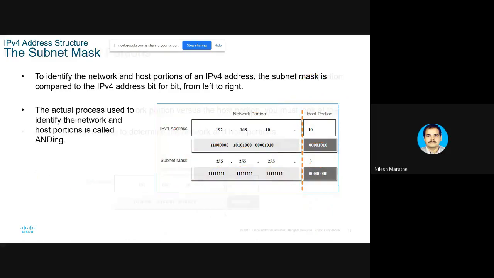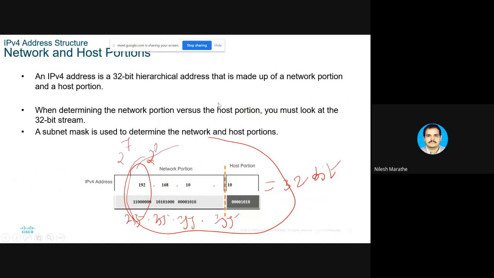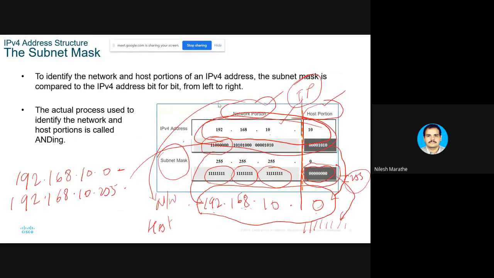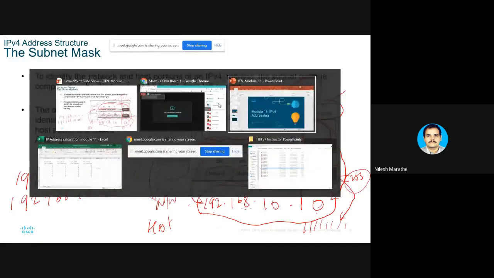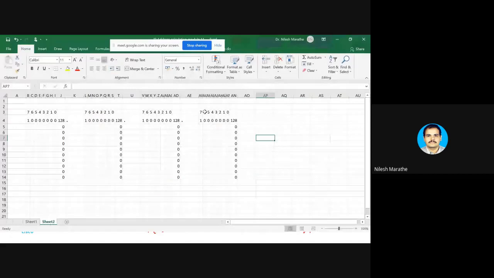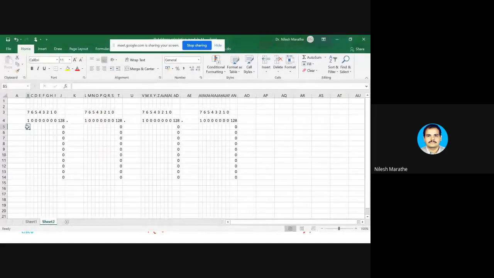Okay, so I can write here. Now I will tell you what is the use of this Excel sheet. 192 is given as 128, right, plus 64, that is 192. All other bits are 0, 0, 0, 0, 0, 0.